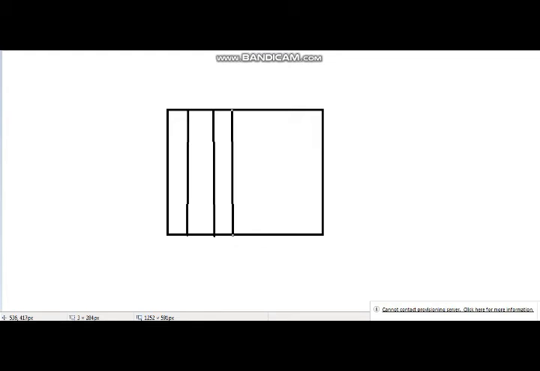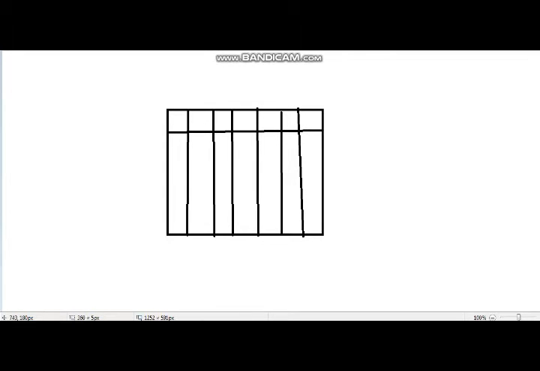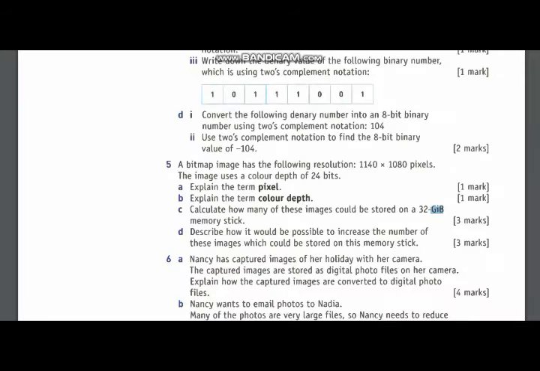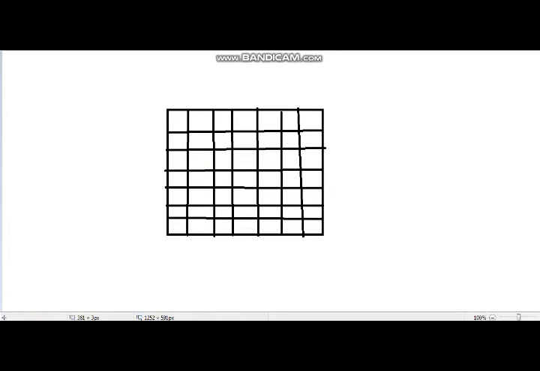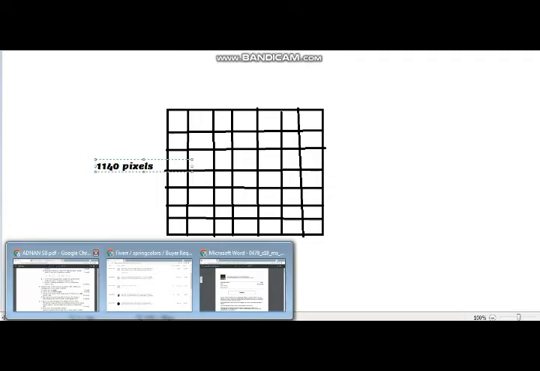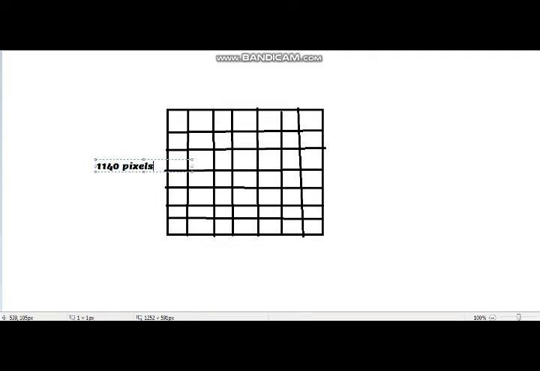Suppose this is the image. I am dividing it into pixels by drawing horizontal and vertical lines. Now I am drawing horizontal lines to get the number of pixels. Now this image is comprising of so many pixels. In your question, in question number 5, the pixels in height are 1140, so over here I will write 1140 pixels, and the pixels in width are 1080, so I will write 1080 pixels over here, and we will multiply both of these pixels of height and width to get the total number of pixels in this given area.